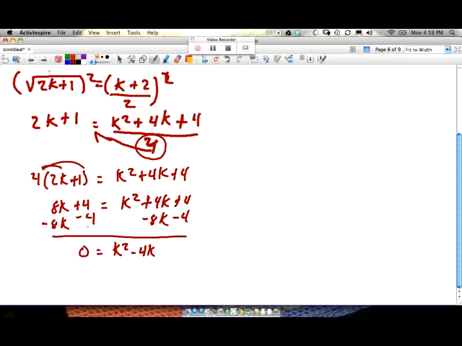So let's keep going here just a little bit further. I can factor this. k times k minus 4 equals 0. So what are the possible answers? We could say k equals 0 or k equals 4.